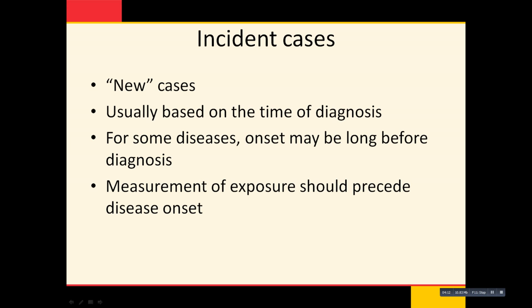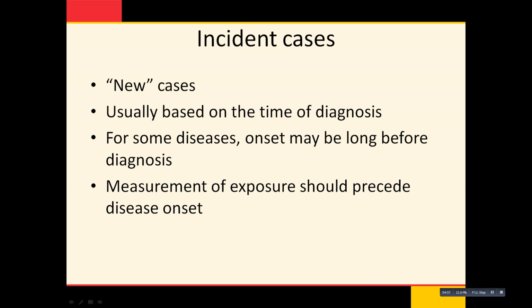Incident cases are new cases, usually based on the time of diagnosis. And again, as we talked about, for some diseases, the onset may be long before the diagnosis. Just because somebody gets diagnosed with diabetes last year doesn't mean that's when they first developed diabetes. They could have had it for 10 years and not been diagnosed, not sought medical care, not had a test that helped determine diagnosis. So it's important to think about that concept when you're evaluating studies and how they're determining diagnosis or disease presence or absence. And then, as always, the measurement of exposure should precede the disease onset.